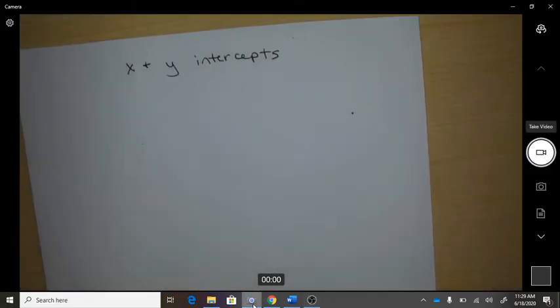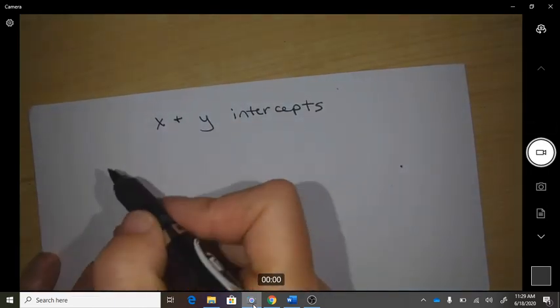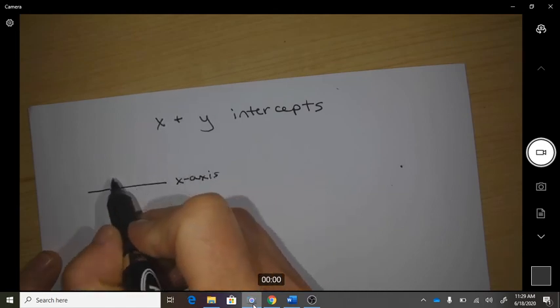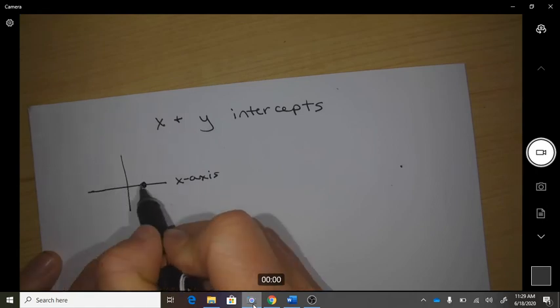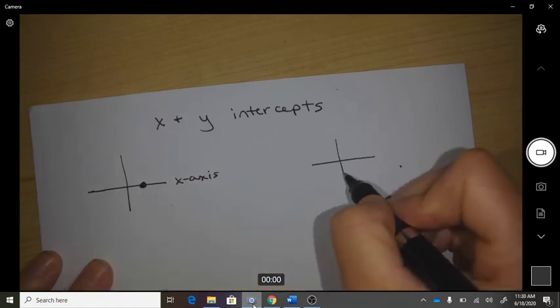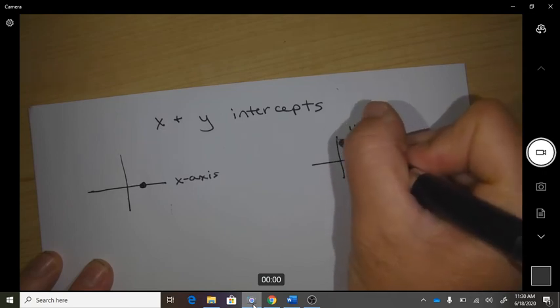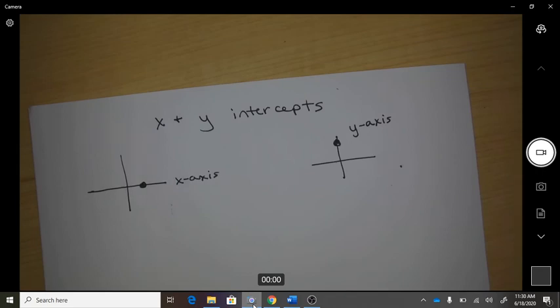Okay, today's lesson is going to be on x and y intercepts of a graph. So let's just remember that this is the x-axis. An x-intercept would be somewhere where your graph is going to hit that line. And a y-intercept is going to be where it hits the y-axis, that line.